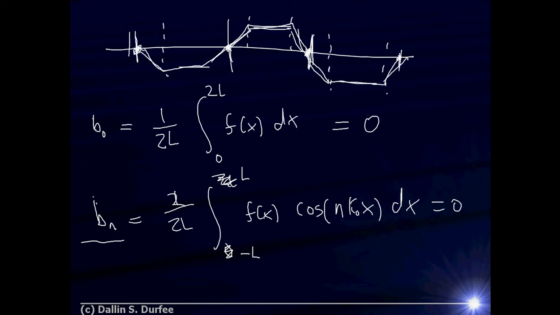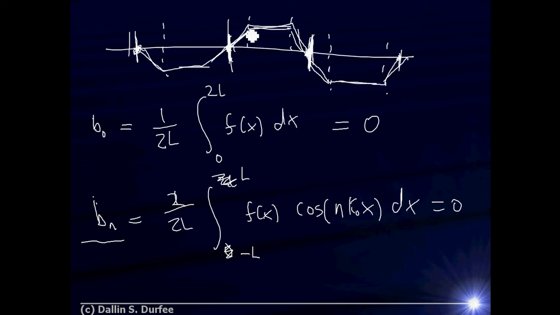So a sub n is 2 over L. And now I'm going to break my integral up into pieces. I'm integrating from here to here, so I end up only integrating over the guitar string by using this trick. I don't have to integrate over any of my imaginary stuff, what my function is doing outside of the guitar string. So that's kind of nice.